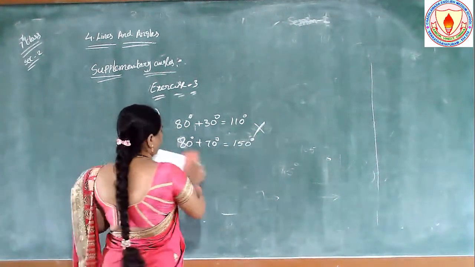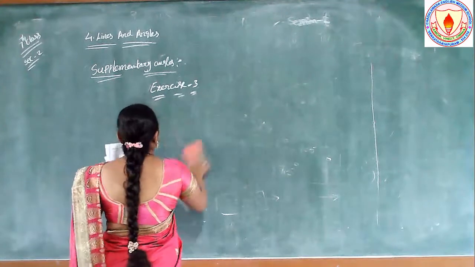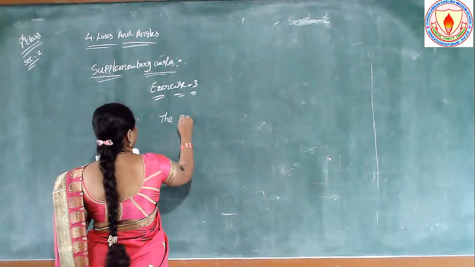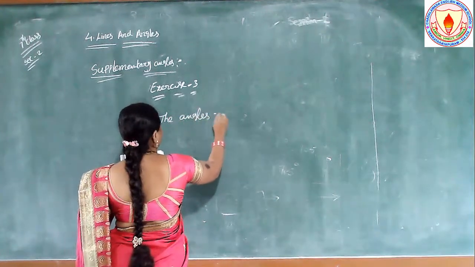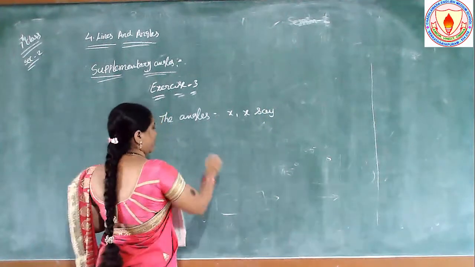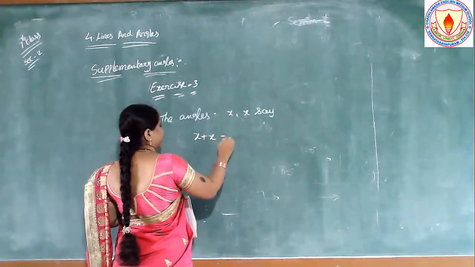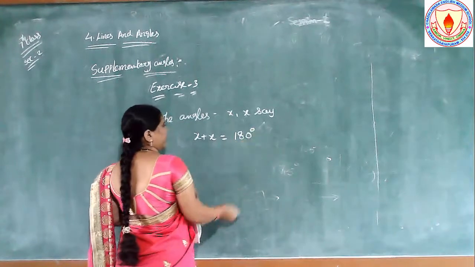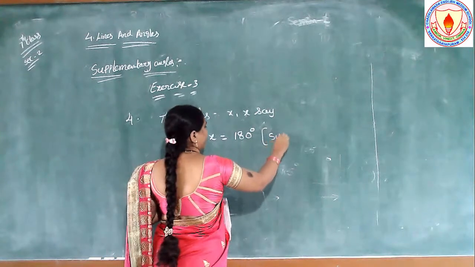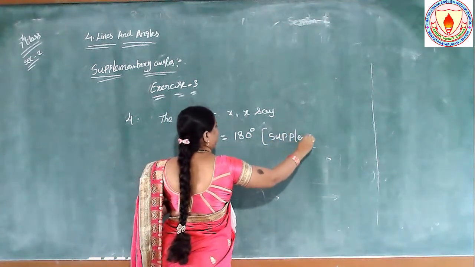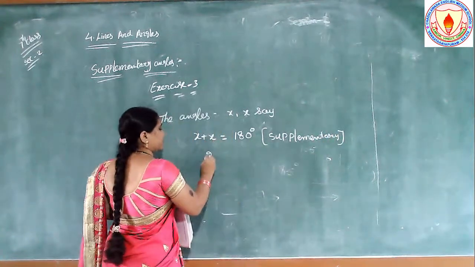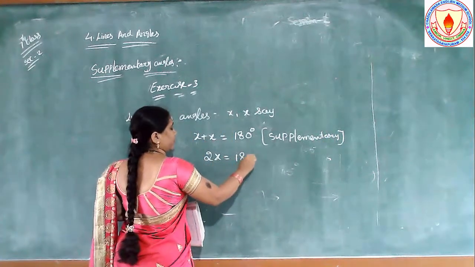See the fourth question: two angles are equal. Here also we use algebra. Two angles are equal, so let the angles be x and x. What is given in the problem? x plus x is equal to 180. Why 180? Because they are supplementary angles. As soon as we hear supplementary, 180 should come to mind. So supplementary means 180. x plus x, 2x, is equal to 180 degrees.